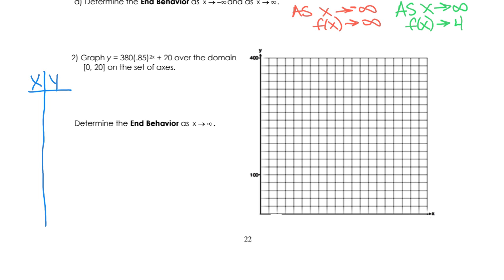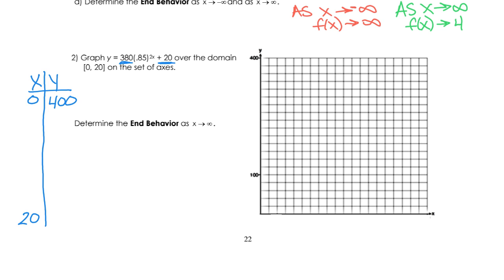And so we're going to go ahead and copy down some values for this one. I think it's okay if we skip some numbers in here. So I'm definitely going to include the endpoints of 0 and what goes with 20 as well. What goes with 0 is 400. So there's the 380 for your y-intercept plus the 20 for the shift up 20. So that's why our y-intercept is 400.